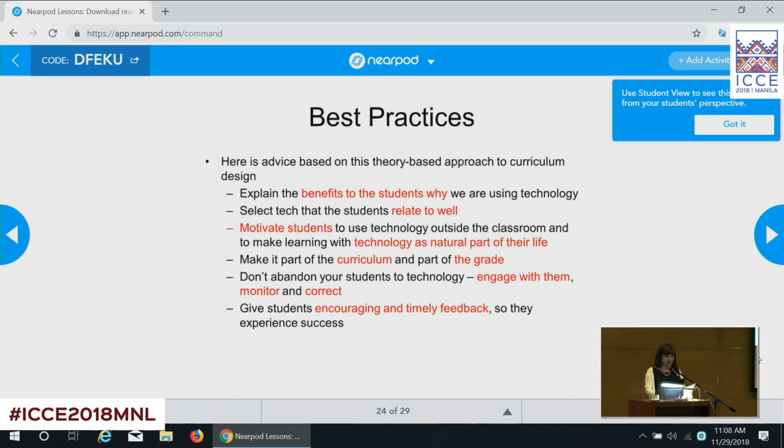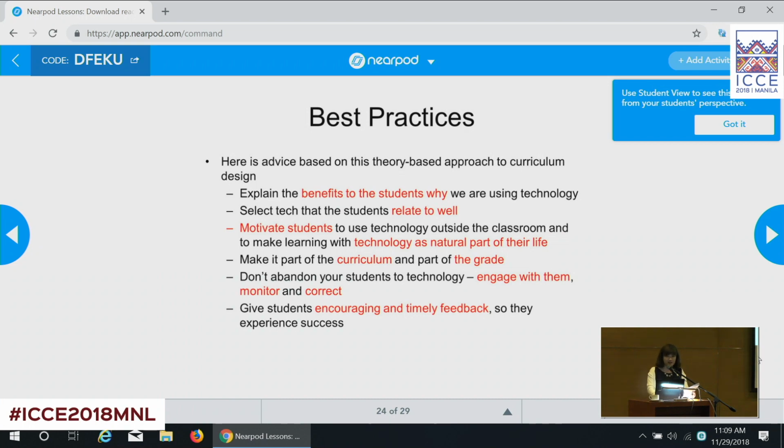All right, at the very beginning of the course, please remember to explain the benefits of using technology to your students. You need to explain why you are using technology, and then select the technology very carefully so that it relates to students very well. That means students need to know the ease of use, the usefulness, and that it is user friendly. You should motivate your students to use technology, not just in class but also outside the class, and make learning with technology a natural part of their life, and then make it part of your curriculum and part of the grade.